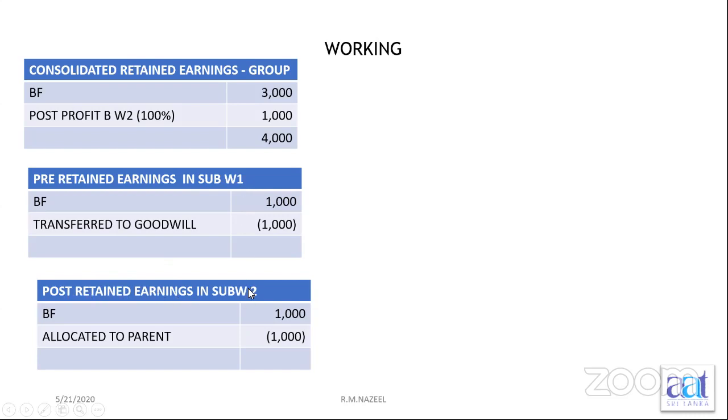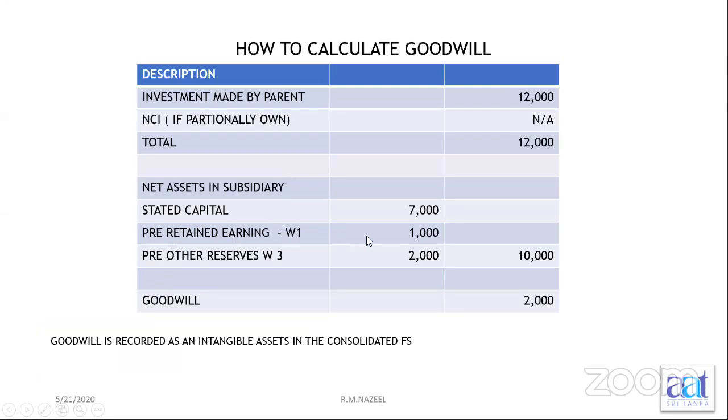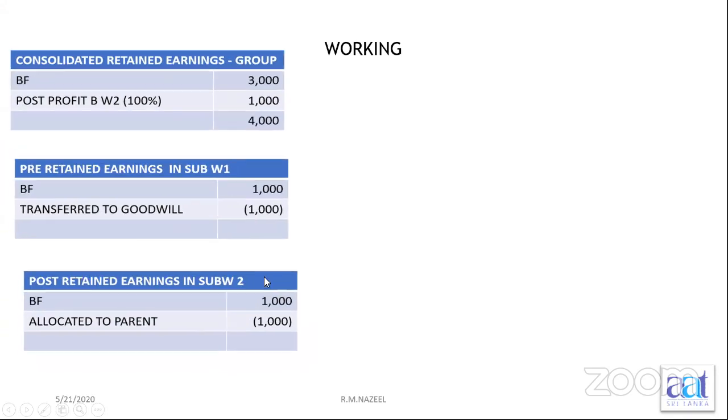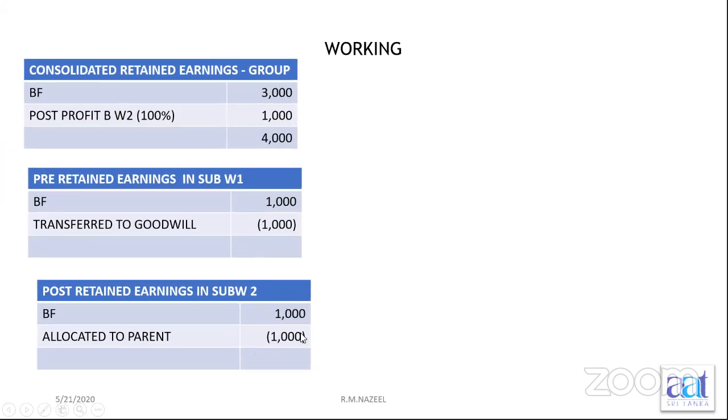Now see, pre-retained earning in subsidiary and post-retained earnings in subsidiary, working number 1 and working number 2. We know the given total profit was 2,000. Out of that, 1,000 is pre. This pre was taken to what calculation? Goodwill calculation, transferred to the goodwill calculation. Then the balance 1,000 is the post profit. It is allocated to the parent.